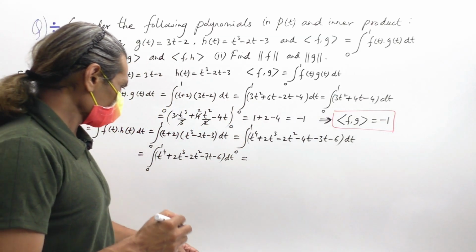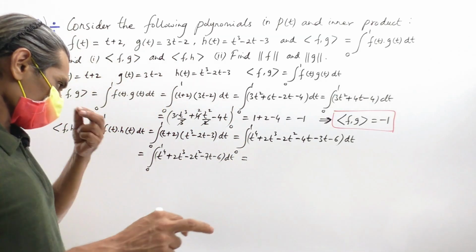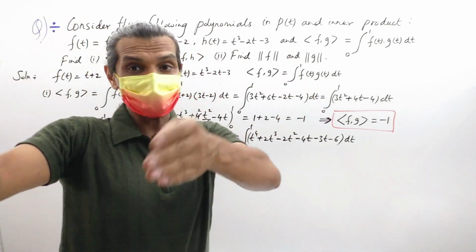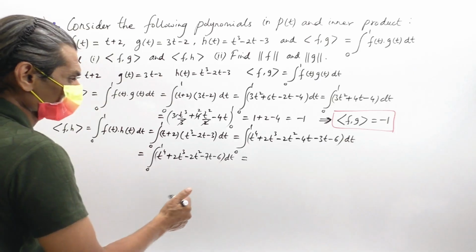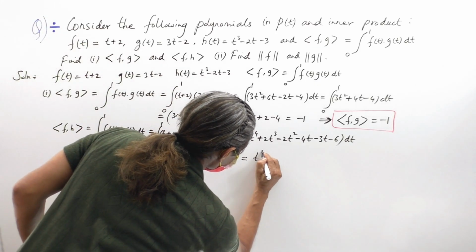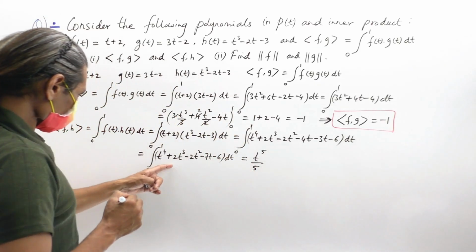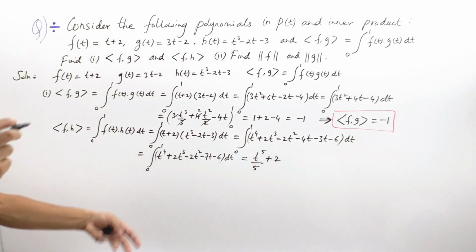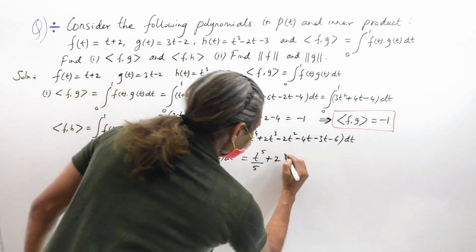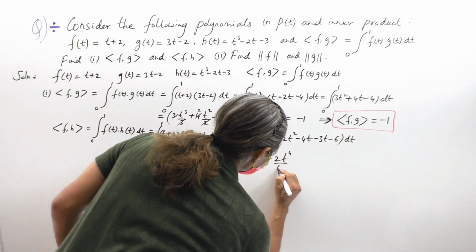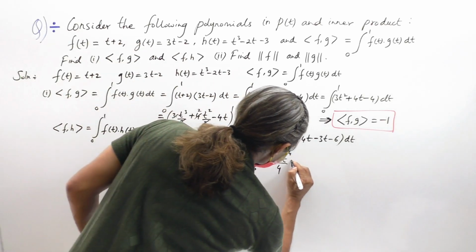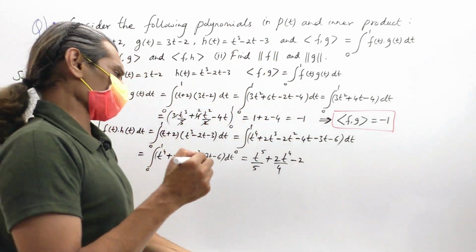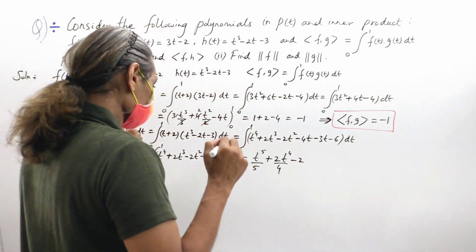So very simple integration, integration of t raised to 4. Obviously we know the integration of x to the n is x to the n plus 1 over n plus 1, correct. So integration of t raised to 4 will be t raised to 5 over 5, and plus 2 into integration of t cubed, similarly t raised to 3 plus 1 by 3 plus 1, so t raised to 4 over 4, and minus 2 into integration of t squared, which is t raised to 2 plus 1 by 2 plus 1. Okay, very simple integrations here.